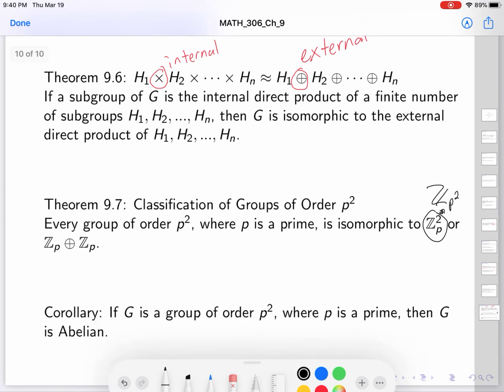And then we're left with one last corollary to wrap up the chapter. If G is a group of order p squared where p is prime, then G is abelian. So that wraps up chapter 9.